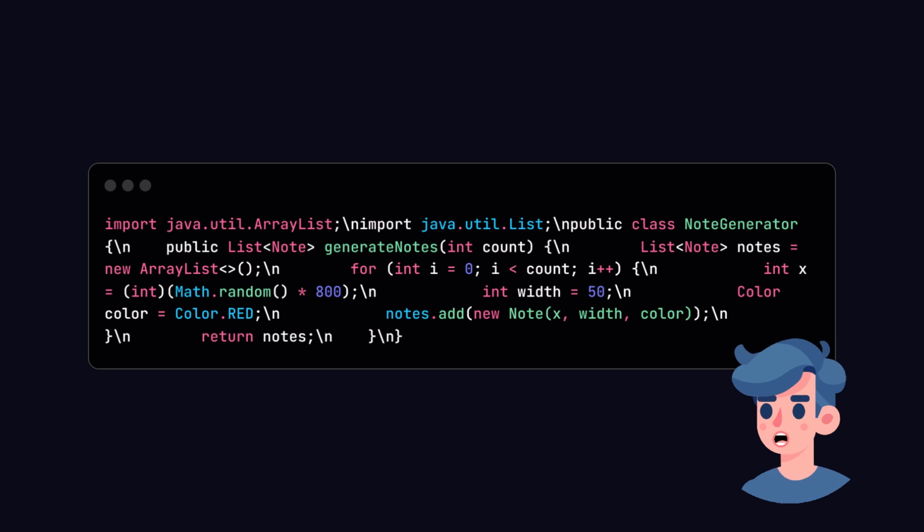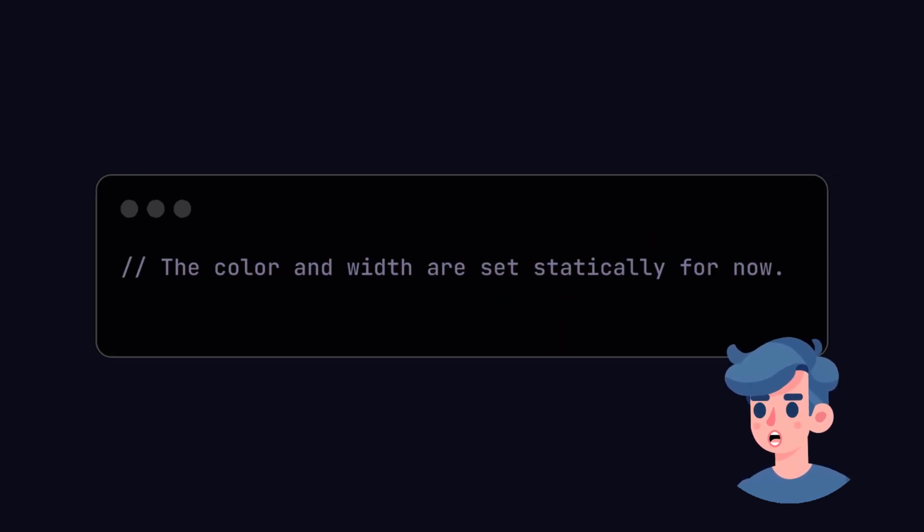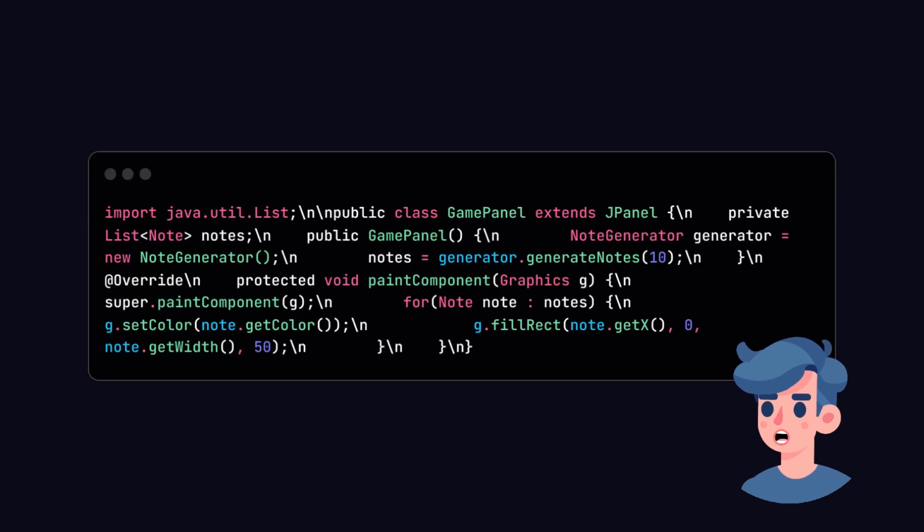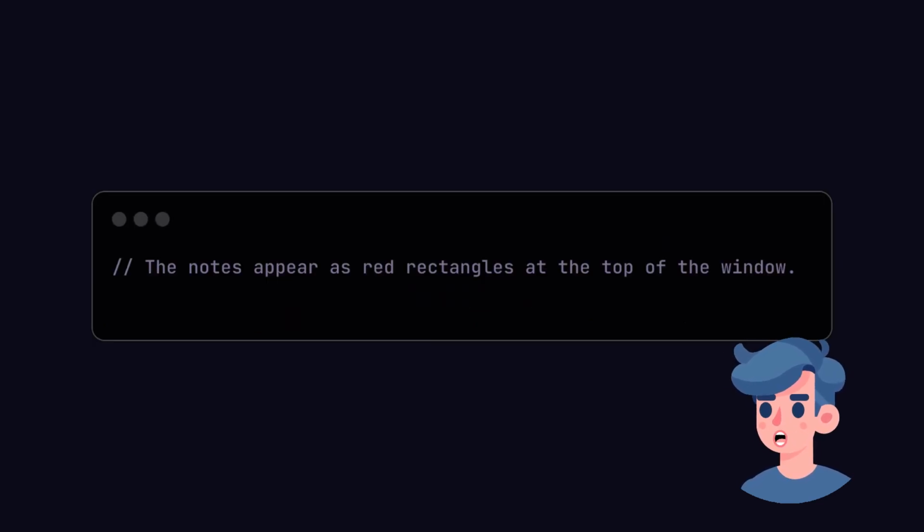Now, let's implement a way to generate notes randomly. The Note Generator class includes a method to generate a list of notes randomly. We use the Math.random function to set the X position of each note. Now, let's modify our game panel to draw the generated notes. We will create a list of notes in Game Panel and draw them in paintComponent. Once the notes are generated, we draw them on the panel in paintComponent. Each note is represented by a colored rectangle at its X position.